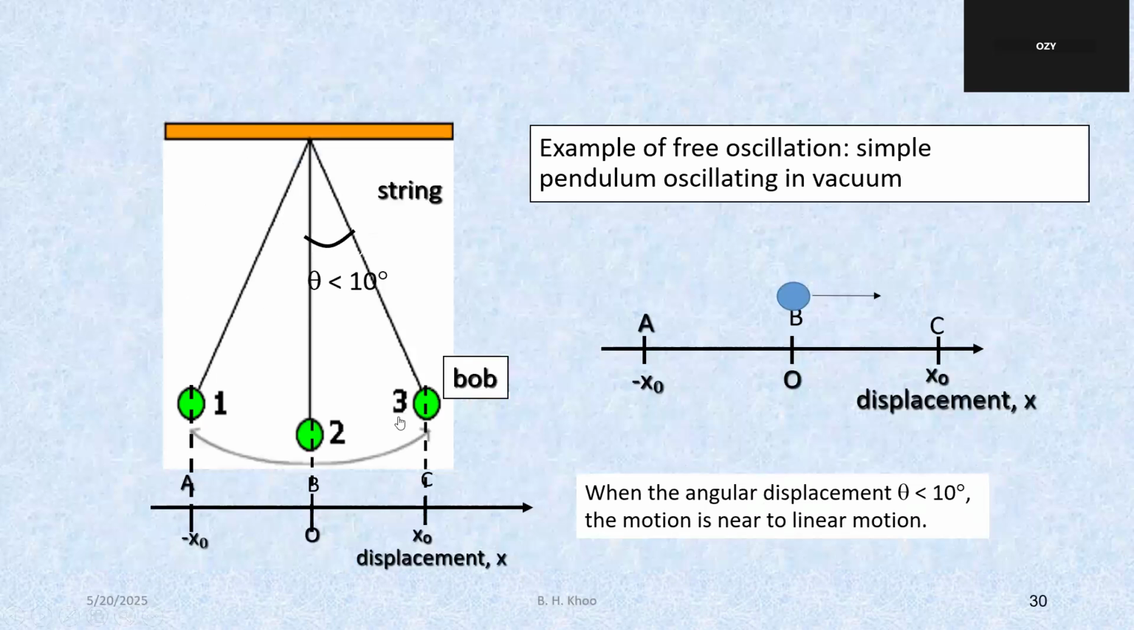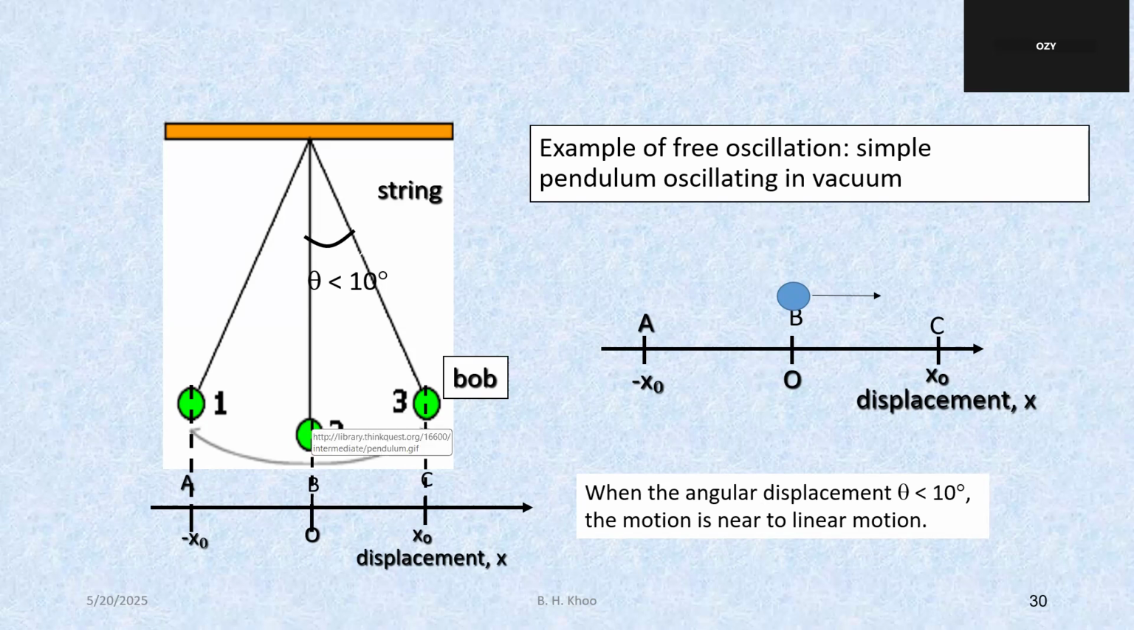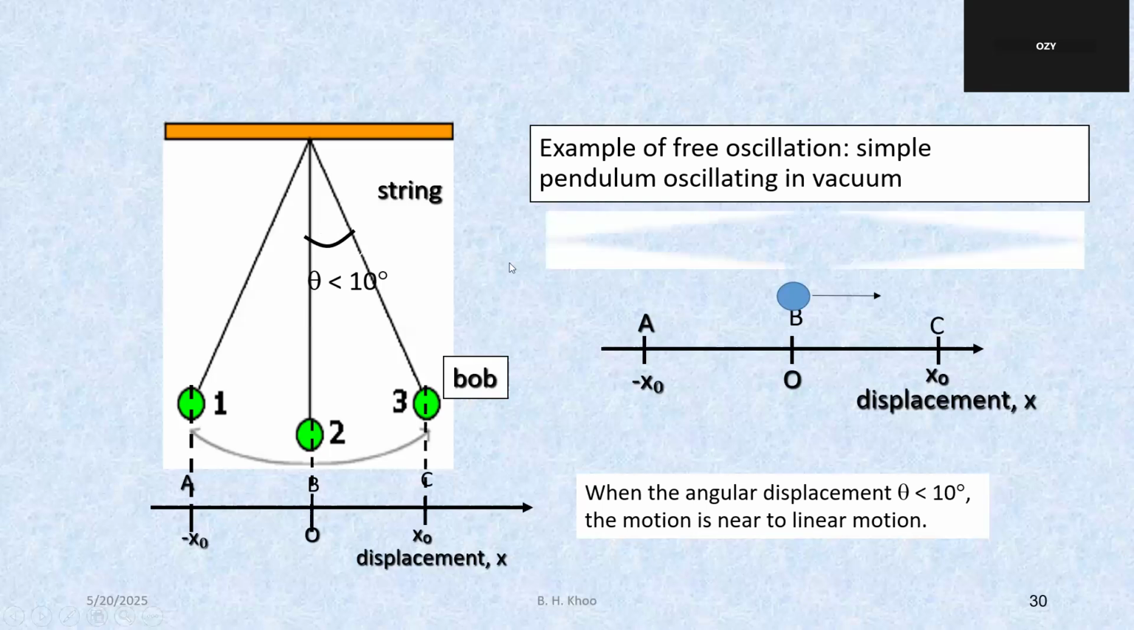Usually this is called the rest position, because this is also the equilibrium position where it's not oscillating. So you want it to swing: you lift it up, then it will swing to and fro. The reason why it's less than 10 degrees is so that the arc is very close to a straight line. So we can consider this example of simple harmonic motion in a vacuum, with the angle less than 10 degrees.